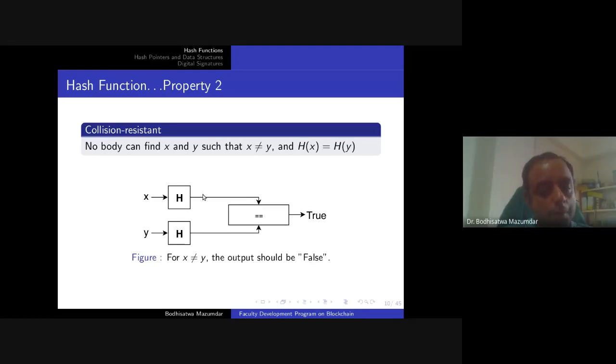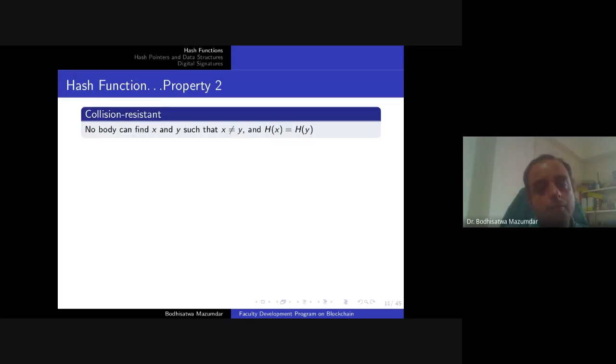That means for a particular output, there should not be two different inputs which map to that output. Collision resistant means nobody can find x and y such that x is not equal to y and h(x) equals h(y). If you are given the output of a hash function, an attacker or anybody should not be able to find two different inputs x and y such that their outputs are the same.